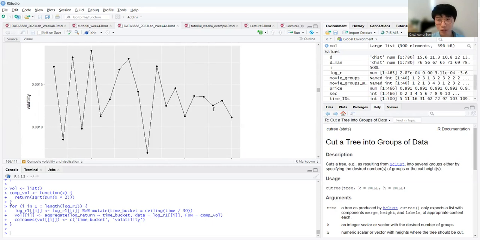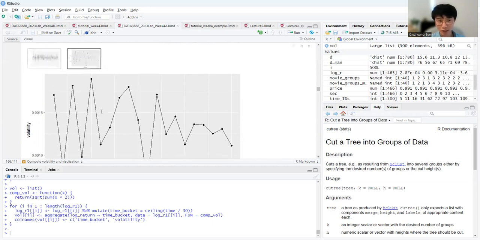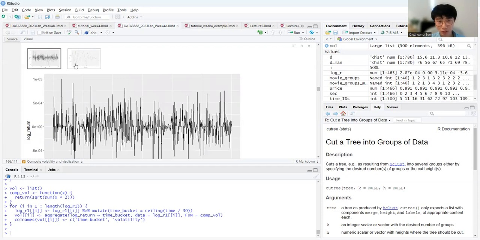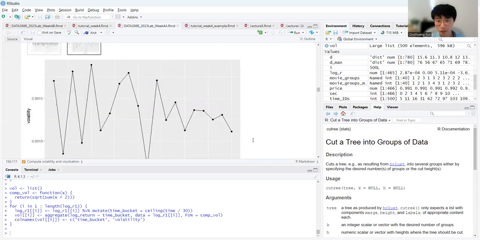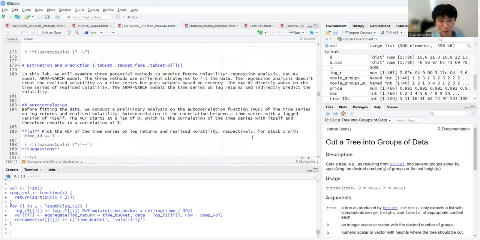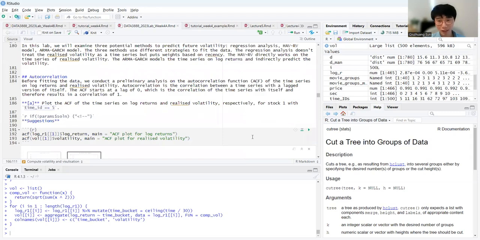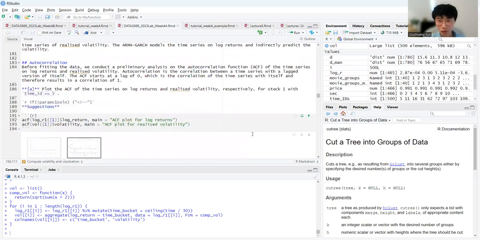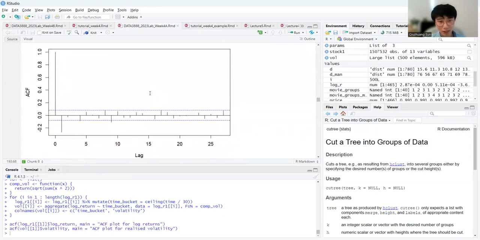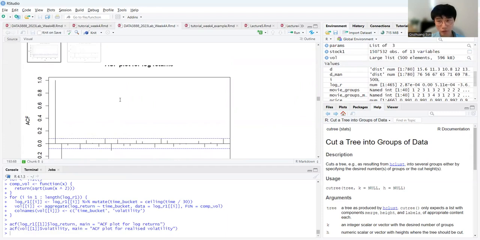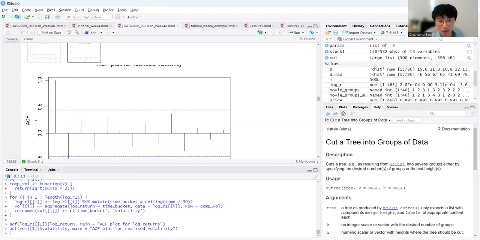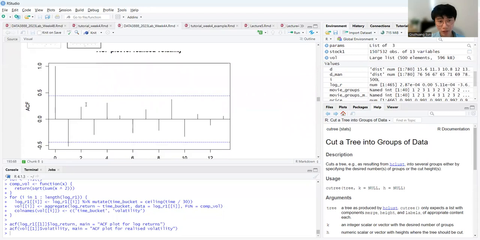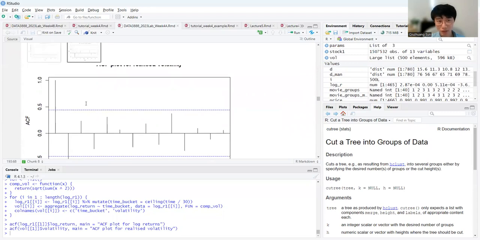Okay, this is just the preliminary analysis and some visualizations of the time series of the log returns and the time series of the realized volatility. And then based on this data, I can do some analysis. So before doing the analysis, I can compute the autocorrelation of this time series. So I can just run this code. You can see that this is the ACF, autocorrelation function, for the time series of the log returns. And this is the ACF, the autocorrelation function of the time series of the realized volatility.